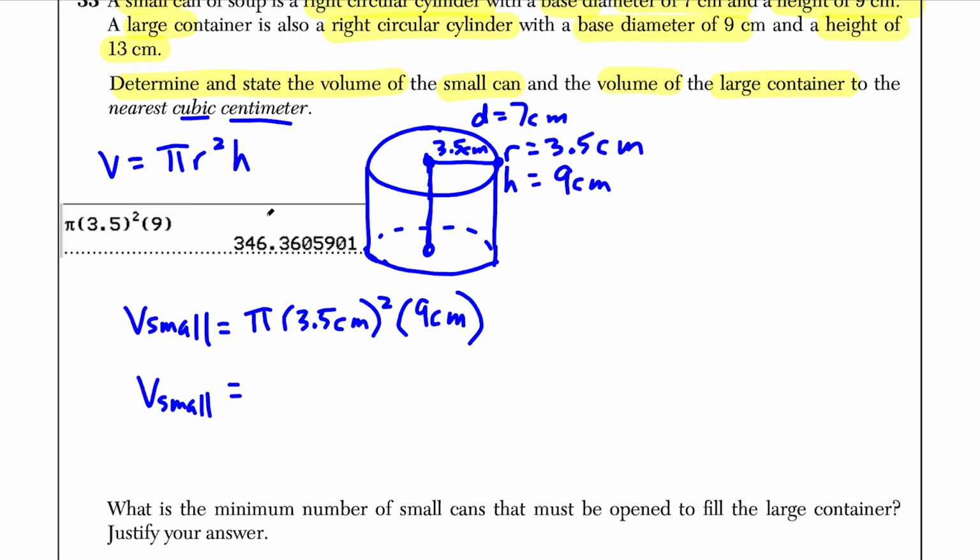So we're rounding to the nearest whole number here. So we look at the ones place as a 6, we look to the right as a 3, so we're going to round down, we're going to have 346, and the units here are cubic centimeters, so I write centimeters to the third power, and here's the volume of the small container.